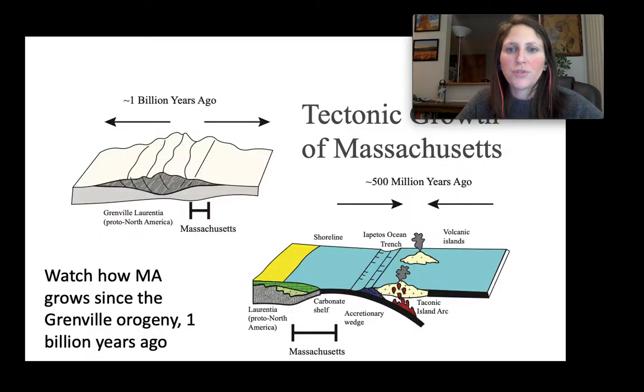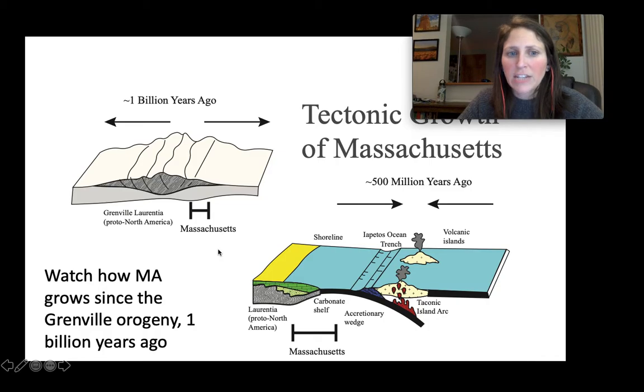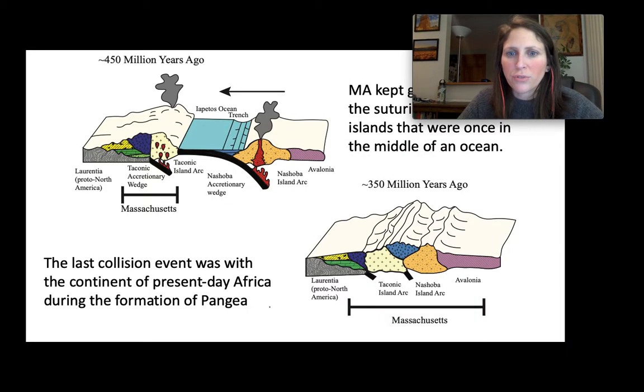The same type of story happens to Massachusetts, believe it or not. Massachusetts experiences the same type of tectonic events that the Appalachian Mountains experience, more or less. So I made these little diagrams here. Go through this on your own time and see how Massachusetts grows through time. It starts off as this little sliver, right? Massachusetts is just right on the edge of this ancient continent called Laurentia, and then it grows through time.